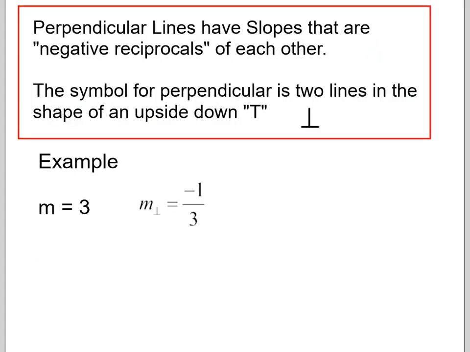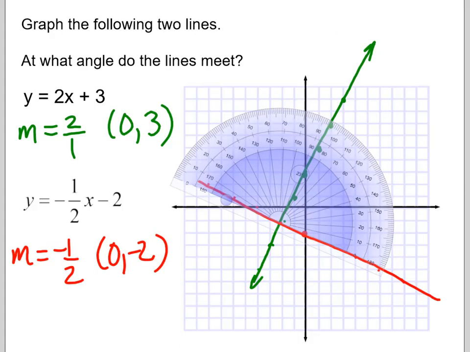Okay, so what property, actually let's bounce back here for a minute. What property made them perpendicular? Well, there's something a little different here. The y-intercepts are not the same, so it's not that property. And the slopes are not the same, but you should notice something about the slopes.